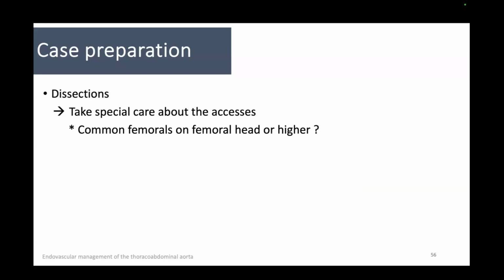Take special care about the accesses in dissections because there can be many things in dissections that go wrong and some things you can plan. Are your femorals high in terms of bifurcation or are they at the adequate level on the head of the femur? Is it easy or a complex entrance that you're gonna have when you get inside the arteries?